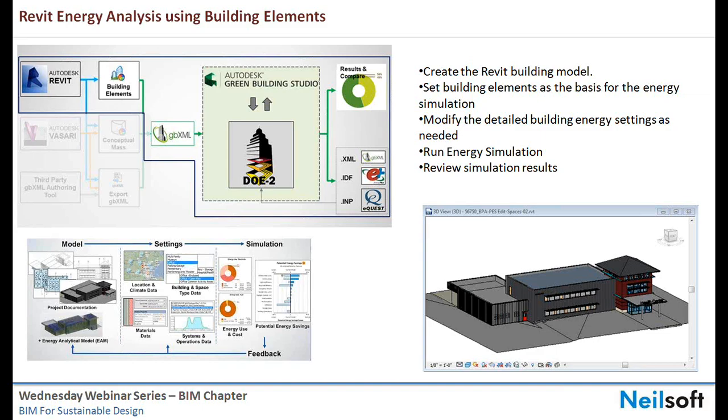Now we can see the Revit energy analysis using building elements. In this workflow, we have to create the building model in Revit and set the building elements as the basis of energy simulation. Modify the detailed building energy settings as needed. We have to modify the detailed energy settings of the building and run the energy simulation. After that, in a similar way to the conceptual mass, we can review the simulation results.